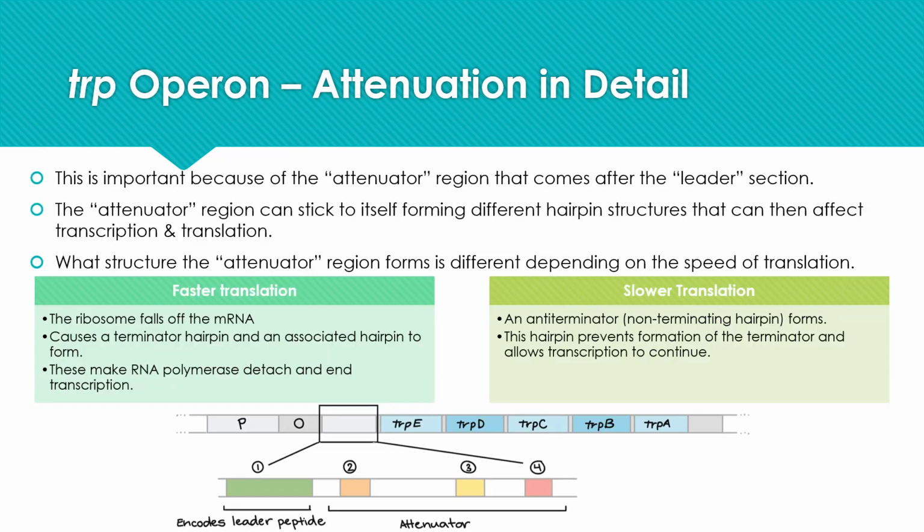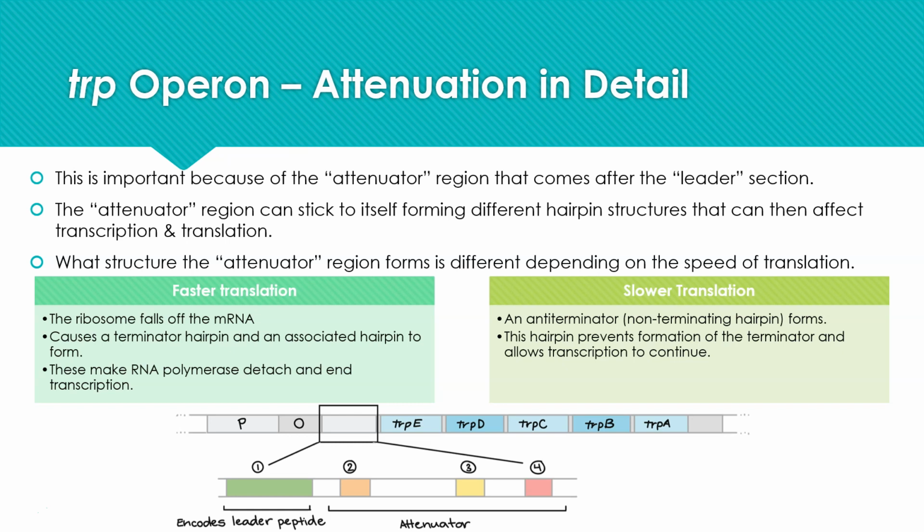So after the leader section, there's an attenuator section. You can have a look down the bottom and you can see between the operator and the first structural gene, there's this region in there where you have the leader and then the attenuator. As you transcribe that attenuator, the mRNA it forms can stick to itself. And it can stick to itself in two different ways. Either region 2 and region 3 can stick to each other, or region 3 and region 4 can stick to each other.